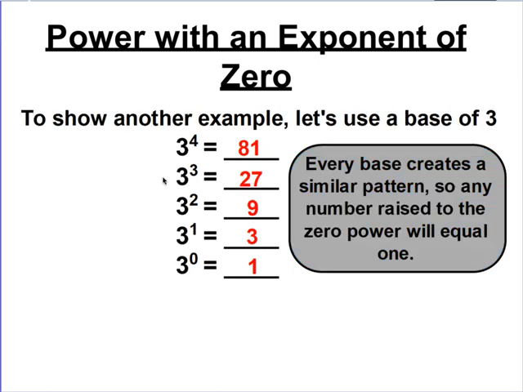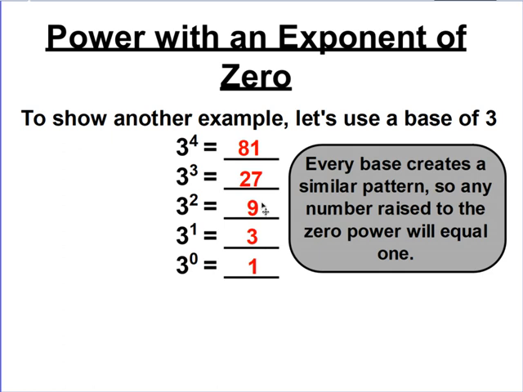So let's look at a base of 3. 3 to the fourth power, I solved these all for you, is 81. 3 to the third power is 27. 3 to the second power is 9. 3 to the first power is 3. So the pattern here is that all of the answers in red, you divide by 3 to get to the next one down. So 81 divided by 3 is 27.